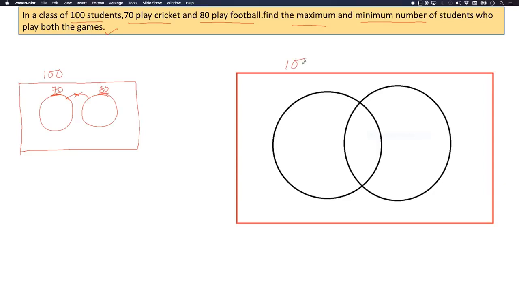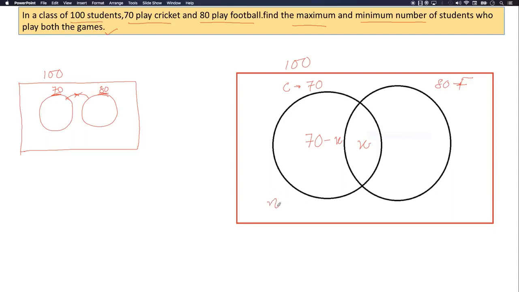So let's suppose the class is of 100, 70 are playing cricket, and 80 are playing football. Let the intersection be x. What would this region be? It would be 70 minus x. And suppose the number of students who are not playing any of the games is n.